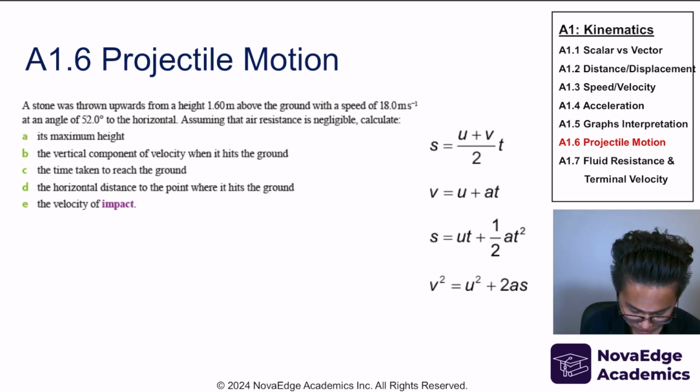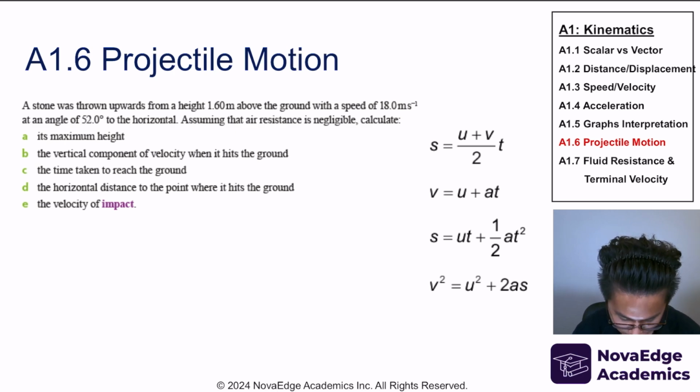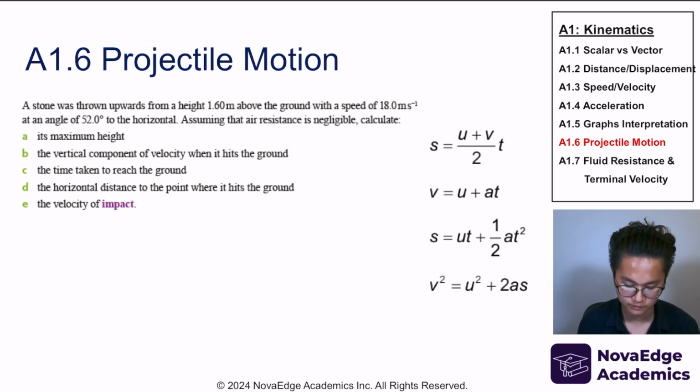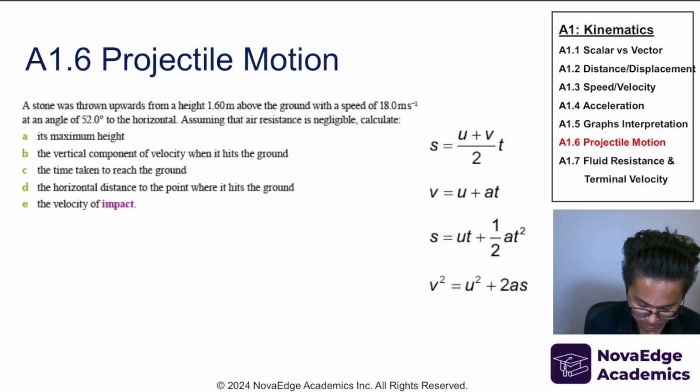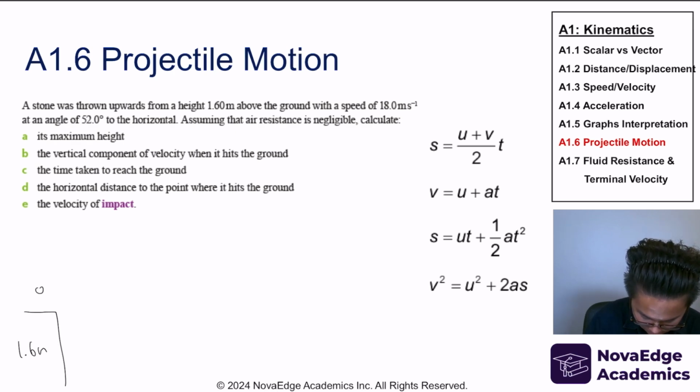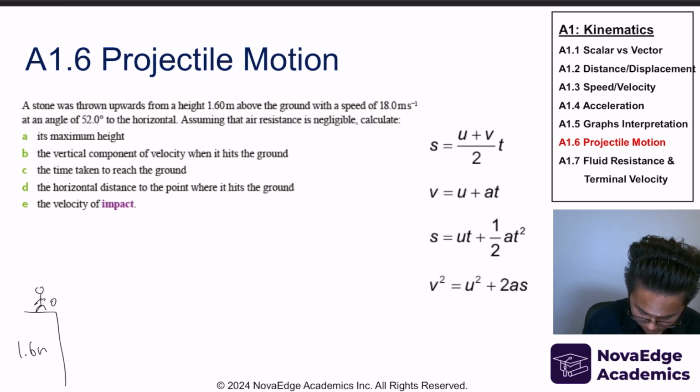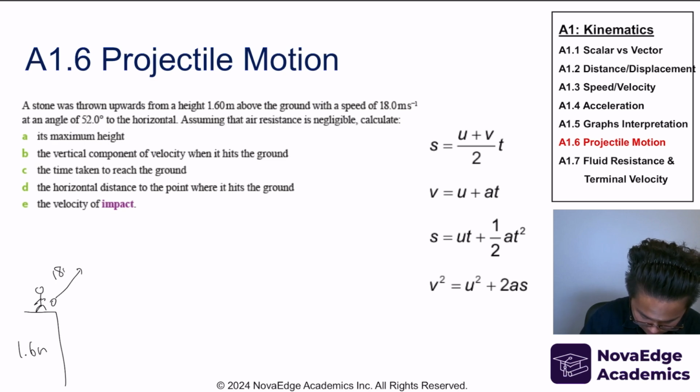Okay, so let's do this problem. A stone was thrown upwards from a height 1.6 above the ground with a speed of 18 at an angle of 52. Assuming that air resistance is negligible, calculate its maximum height, etc. Okay, so I actually do this. So it's 1.6 meters. I'm throwing the ball at 18 meters per second at an angle of 52.